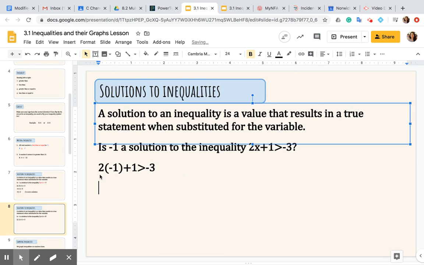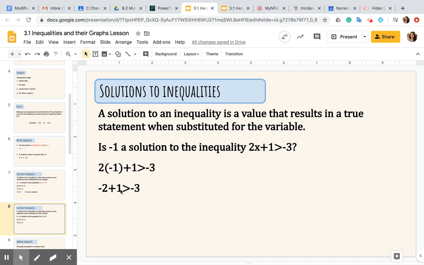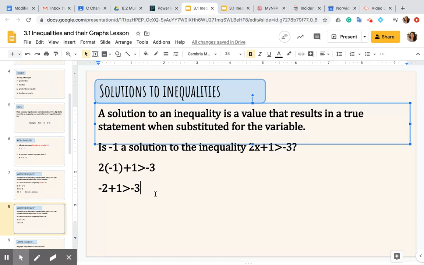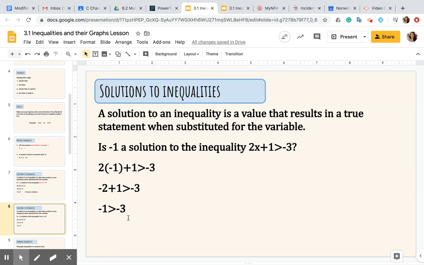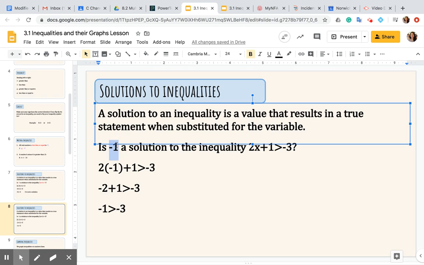I'm going to multiply first. 2 times -1 gives me -2. I bring down the +1 is greater than -3. Last operation, I combine these like terms here. -2 plus 1 gives me -1. And I bring down my inequality and number. Now that I've got everything down to one number, I need to read this statement to see if it's true. If it is, this is a solution. If it's false, this is not a solution.